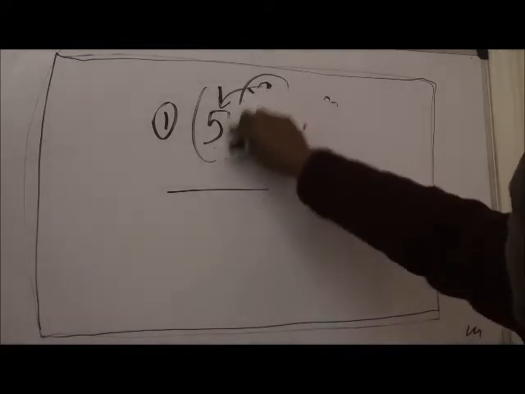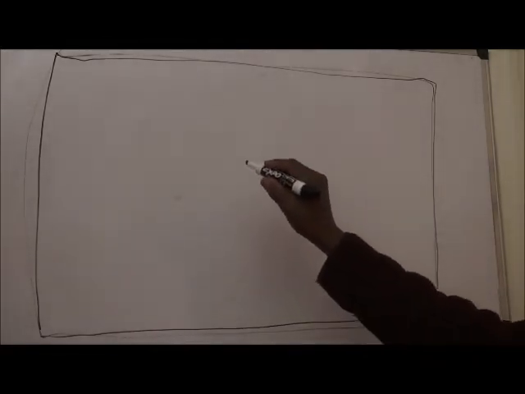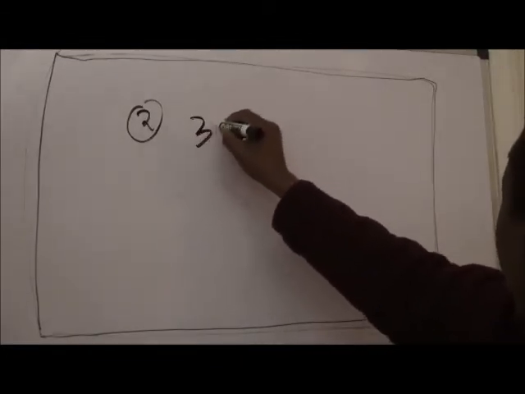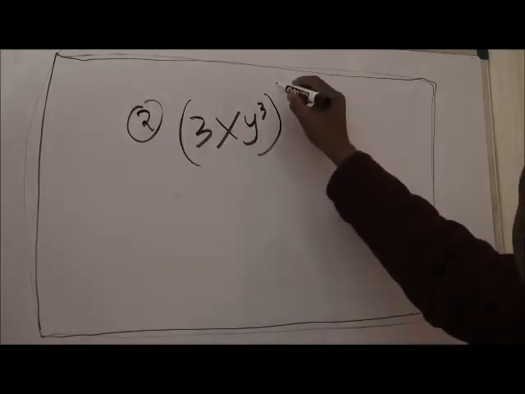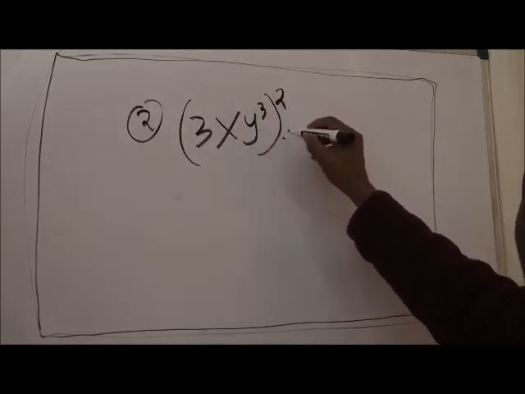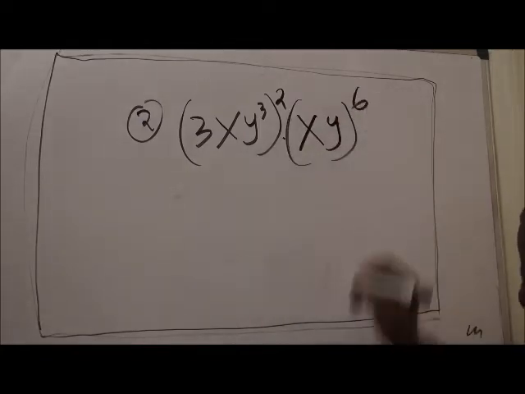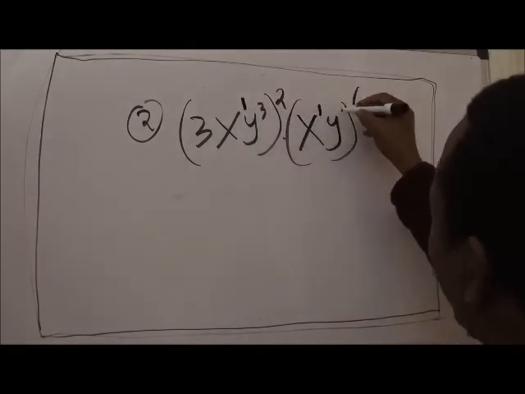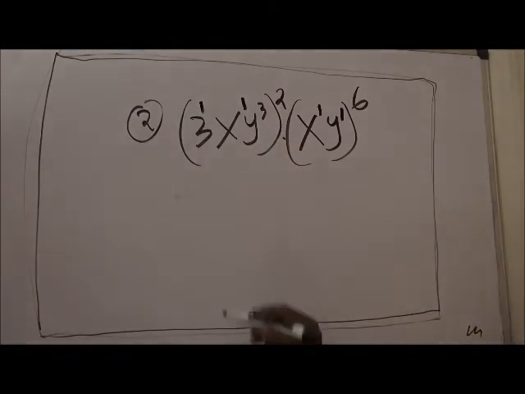Let's do a second question. The second question is number 2: 3xy to the 3, to the power 2, multiplied by xy to the power 6. Again, I'm going to put a 1 there, a 1 there, and another 1 there, and also 3 to the power 1.